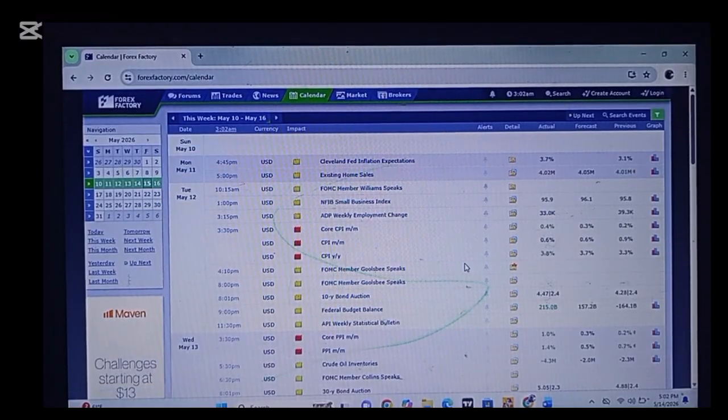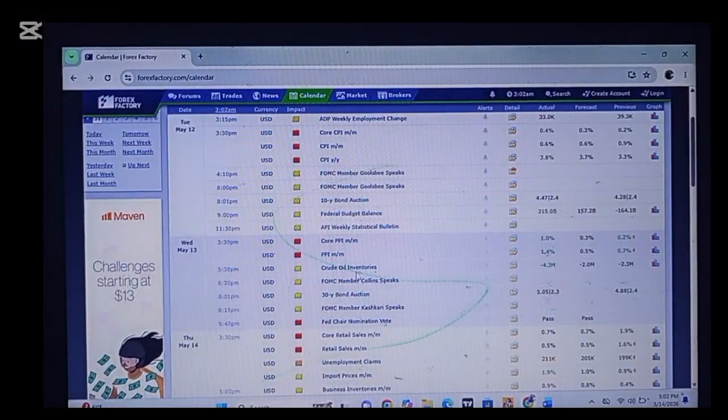So let's continue. We have CPI month to month. We're not looking at CPI. We're looking at PPI, Producer Price Index. PPI month to month, we have 1.4% and the forecast is 0.5%. So you can see whatever is happening here, right? So my main focus for this week's trading was those two news. We had CPI and PPI.